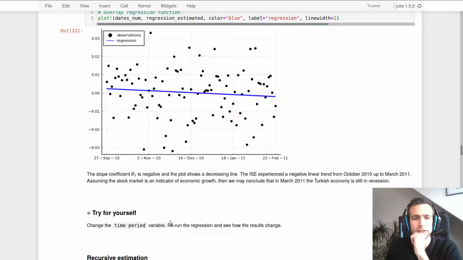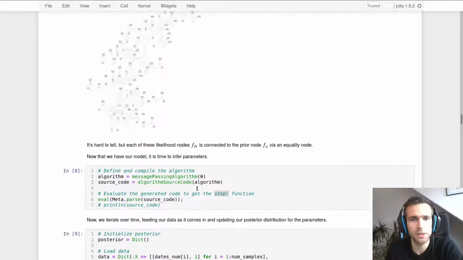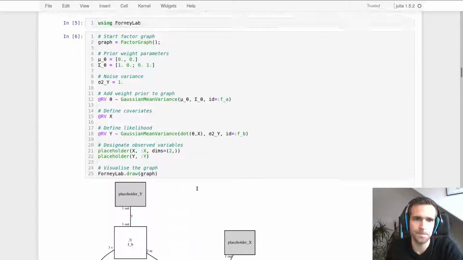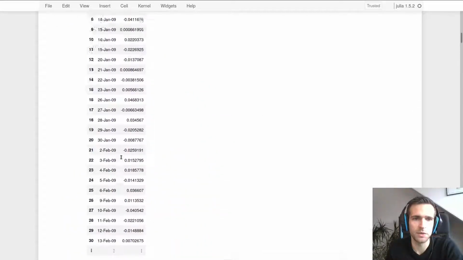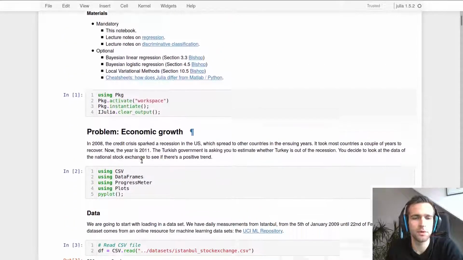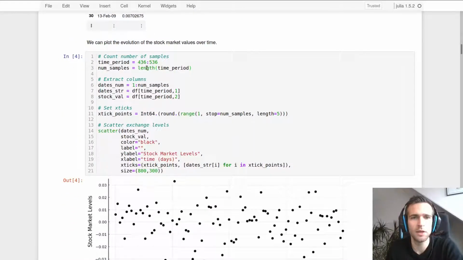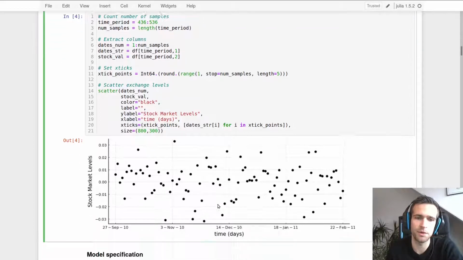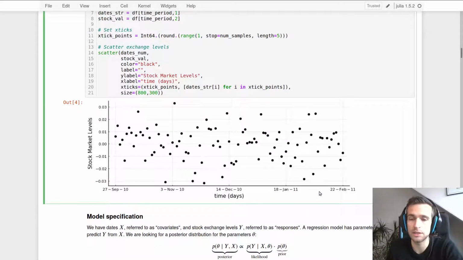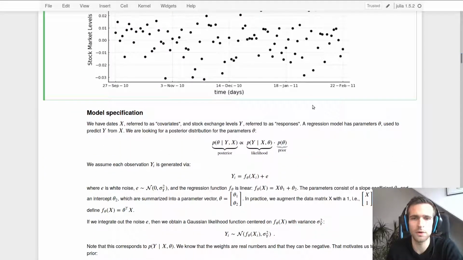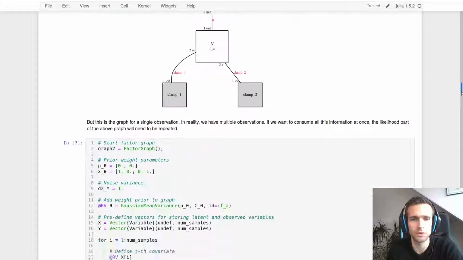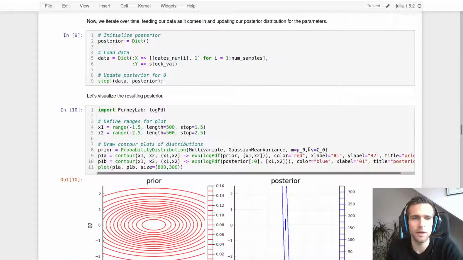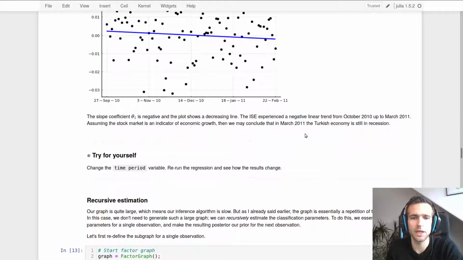Right, so then we get to this try for yourself block. So in the beginning I specified this time period variable. Let me just go up for a bit. So for convenience sake, I chose the last 100 samples. I want you to change this. Have a look at the other periods in this data set. Perhaps look at a longer time frame instead of 2 quarters. Look at a whole year, and see how that changes your results and your conclusions.